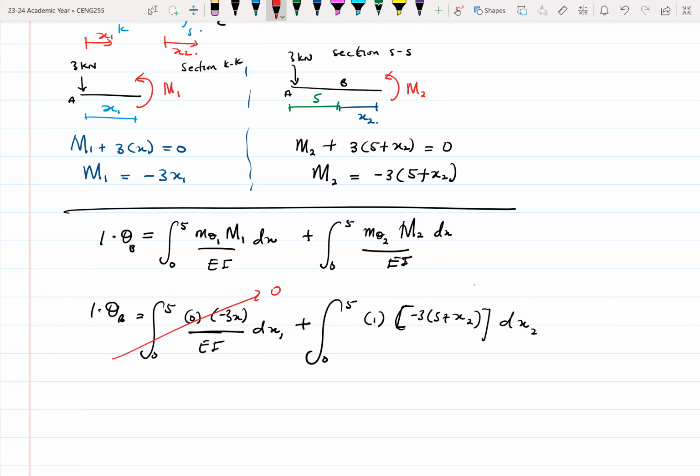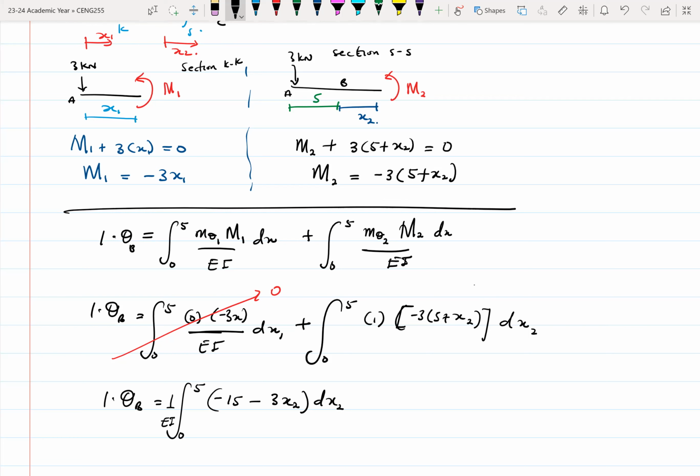Okay. So 1 times theta b will be equal to, let me just expand the right side a little bit. I can bring the 1 over EI out since it's constant. And I'll have minus 15 minus 3x dx2. So dx2, sorry, not squared.